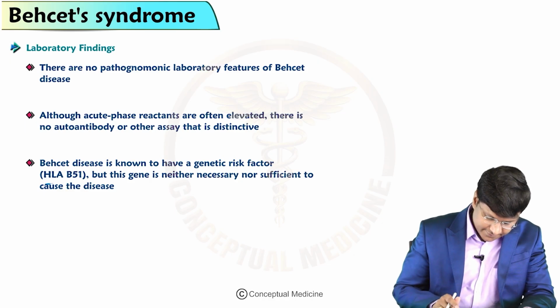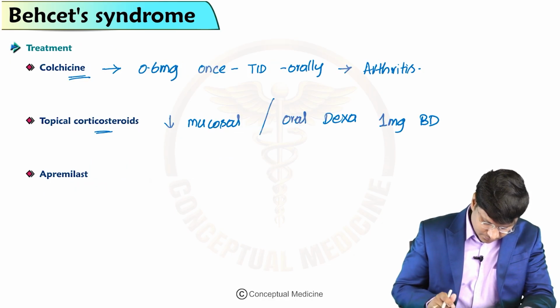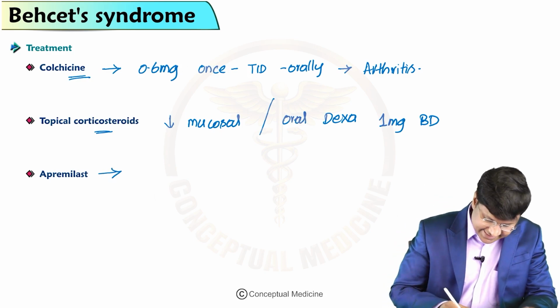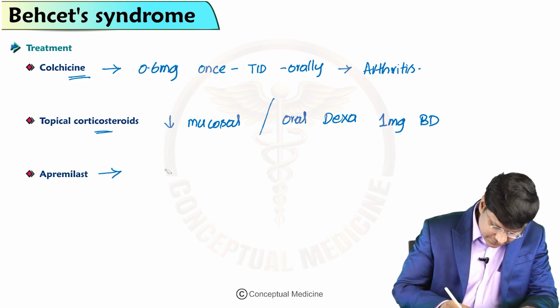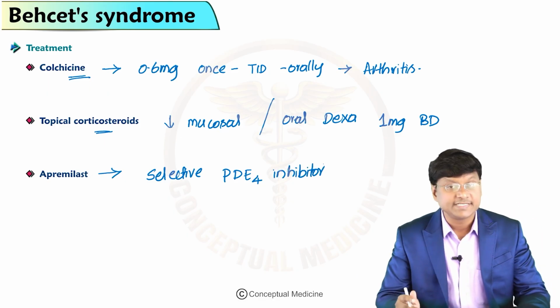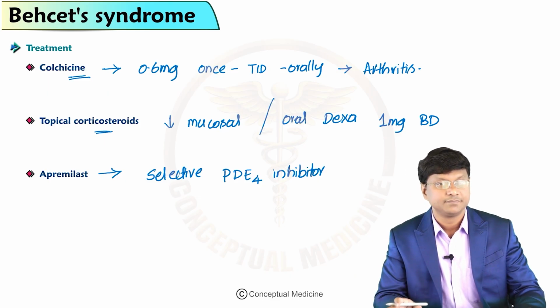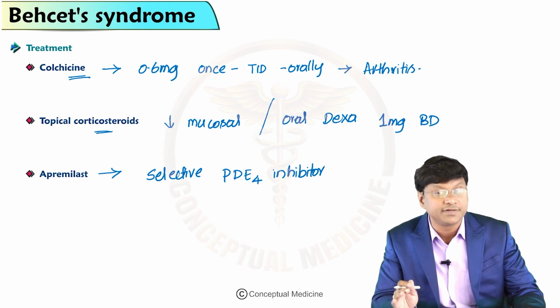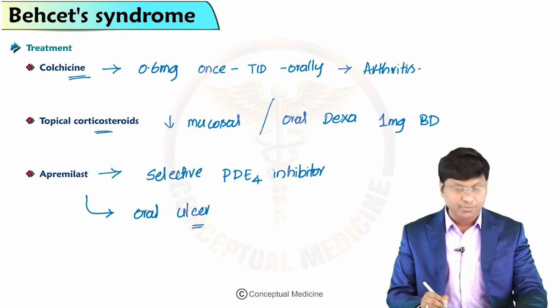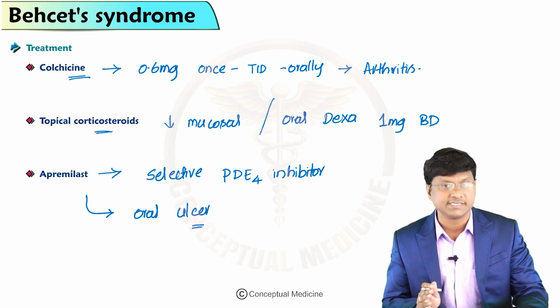Next, another very important drug is apremilast. Apremilast is a selective phosphodiesterase 4 inhibitor, a selective PDE4 inhibitor, and it is an FDA approved drug for the treatment of oral ulcers in Behcet's disease.